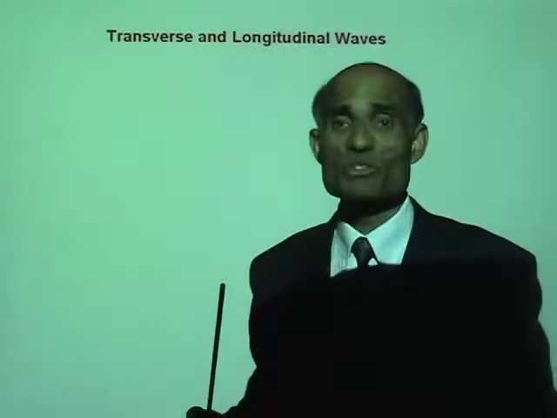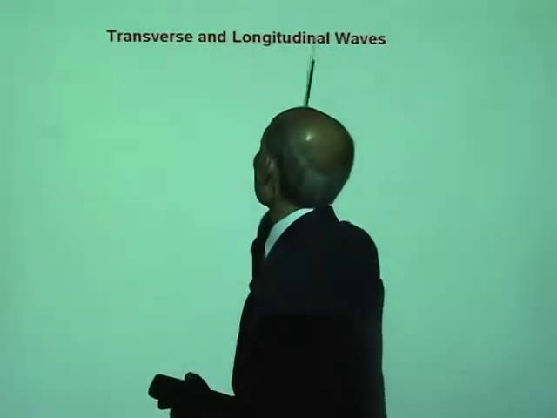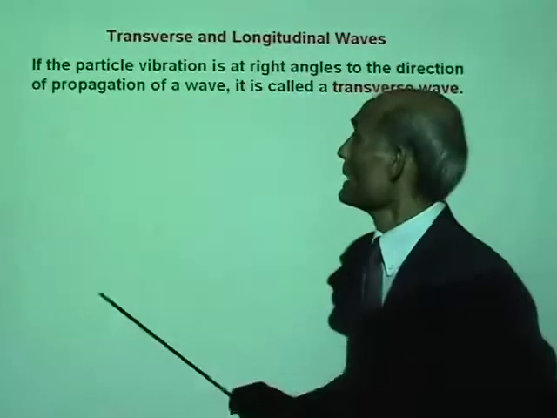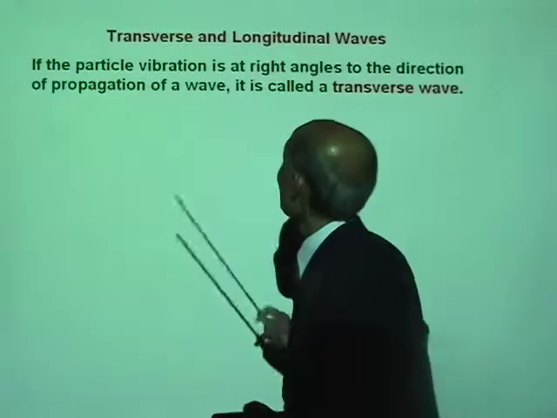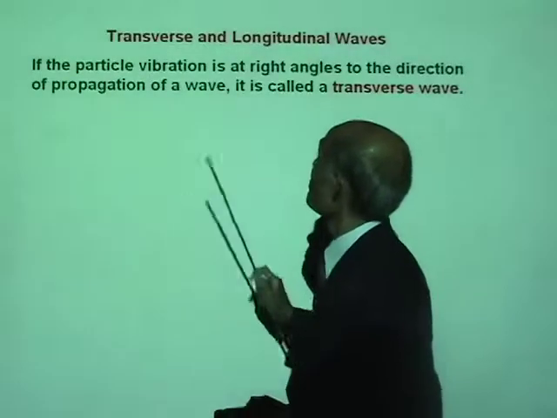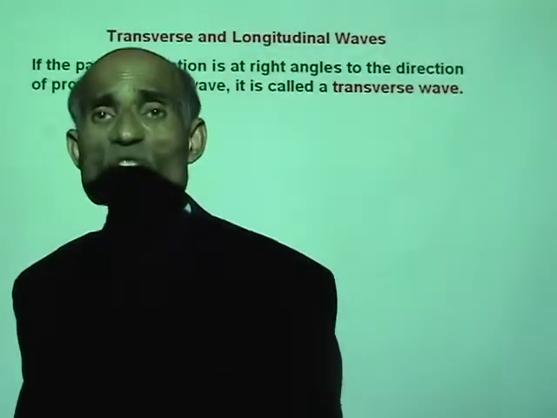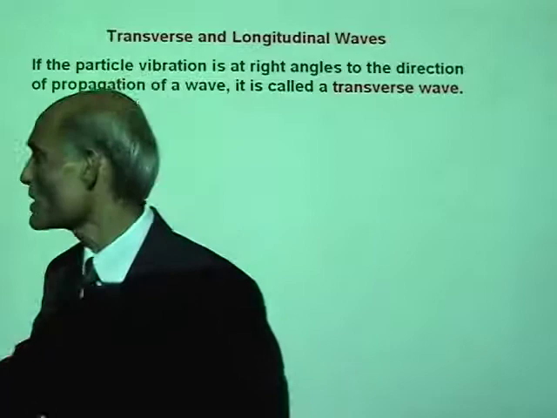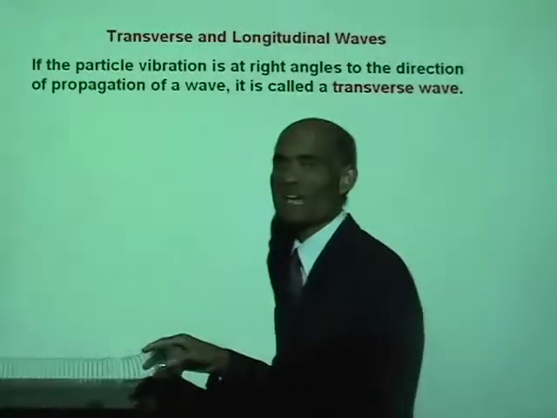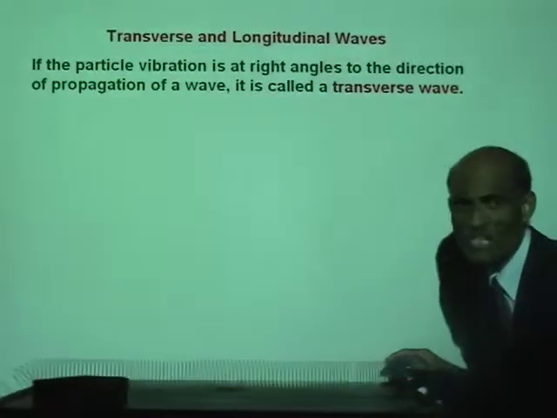Let's now talk about two types of waves: transverse and longitudinal waves. If the particle vibration is at right angles to the direction of propagation of a wave, that type of wave is called a transverse wave. Now, let me see if I can show a transverse wave. I don't know whether you can actually see this.